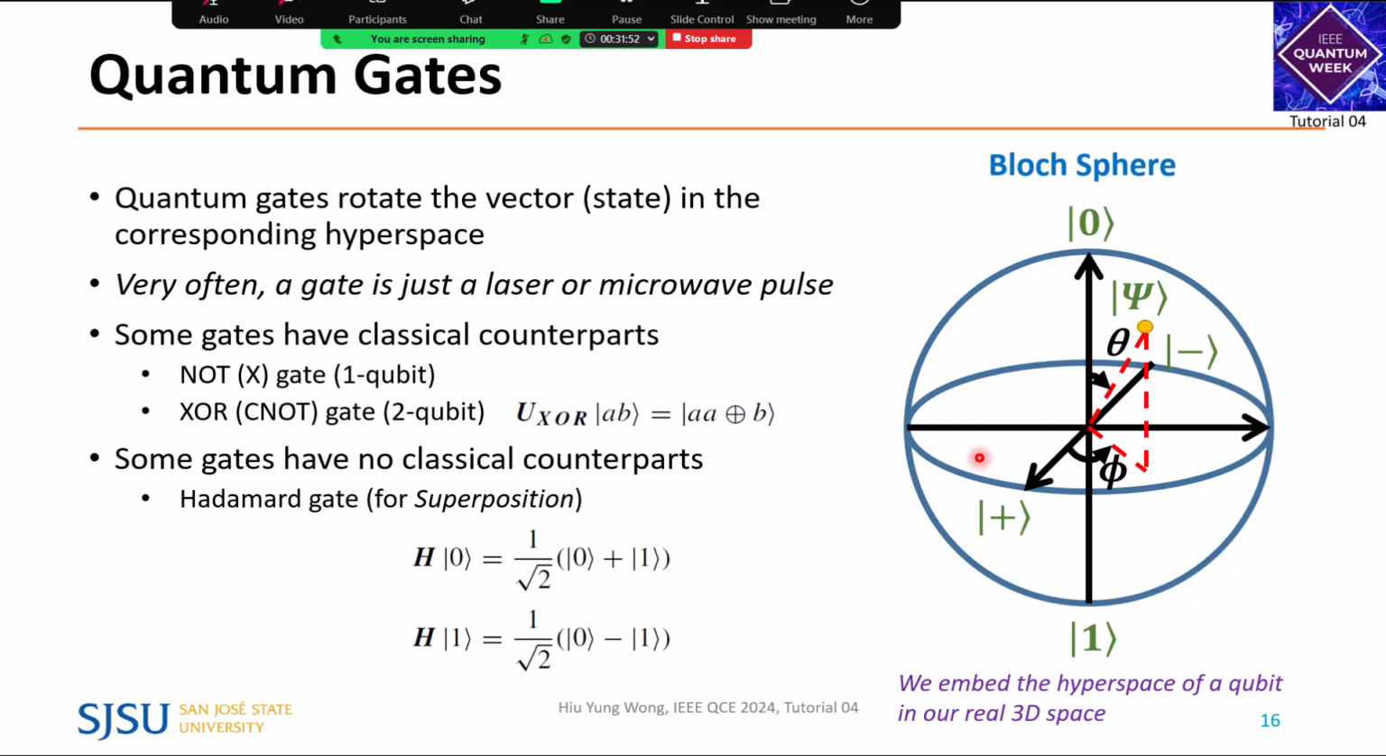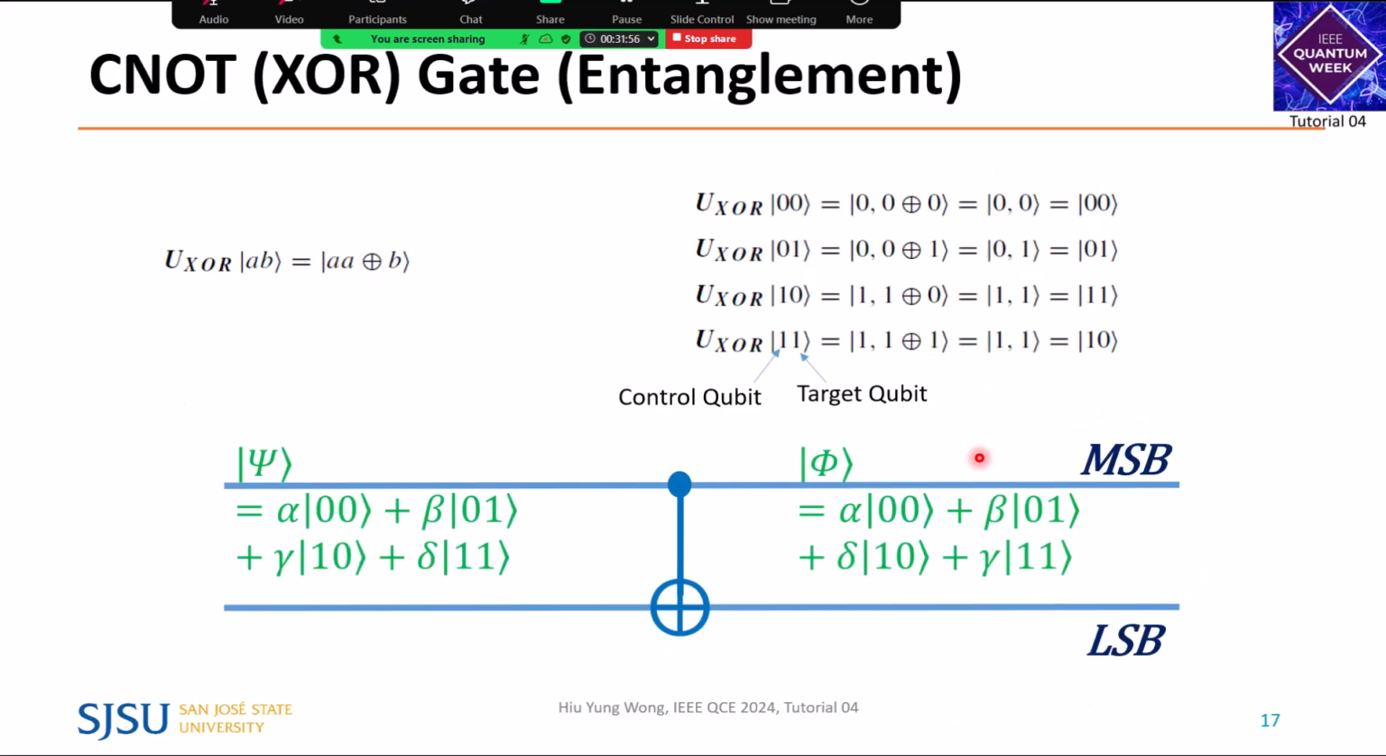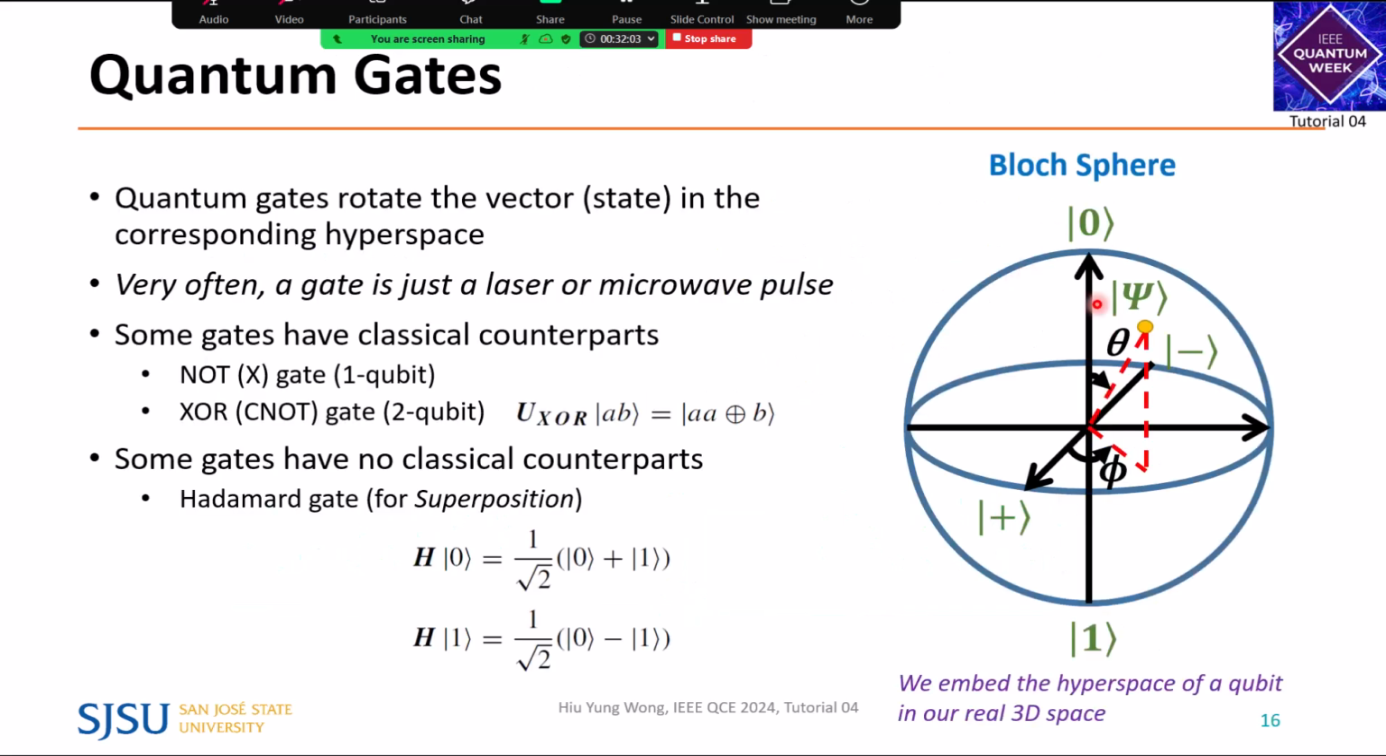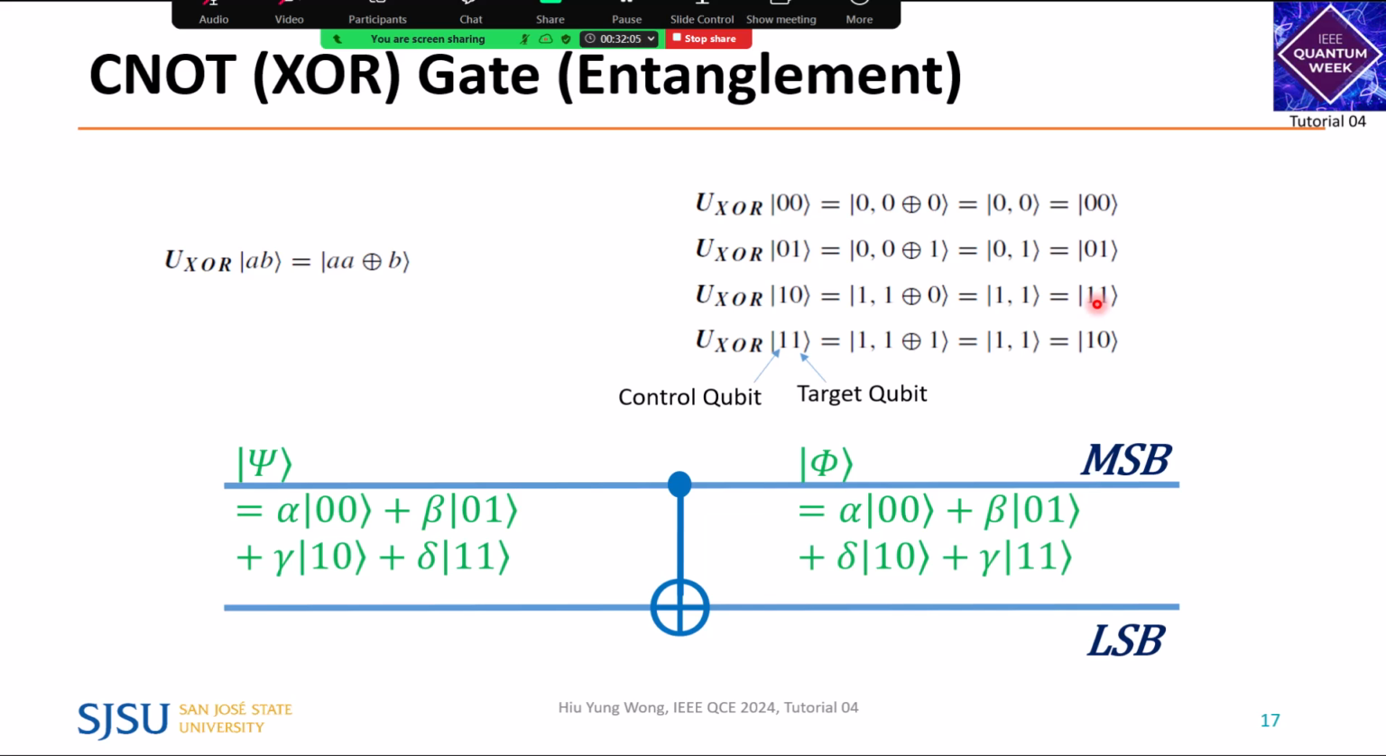So all the quantum gates are reversible, which I will talk about a little bit later. Now, this is for 1 qubit gates. I just rotate it, right? Then how about the 2 qubit gates?